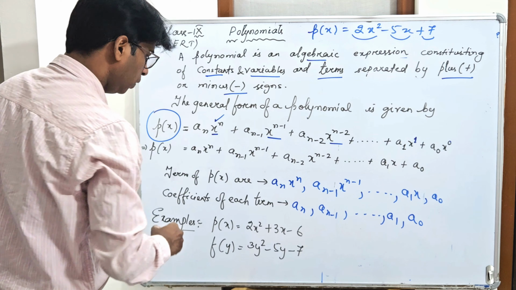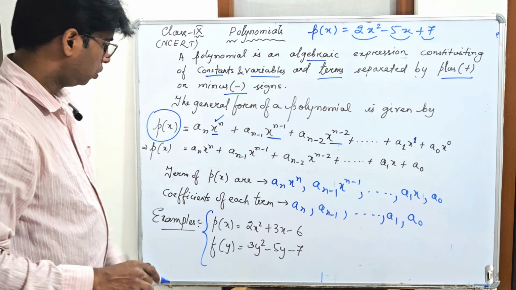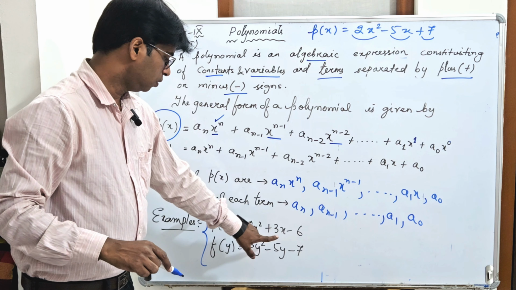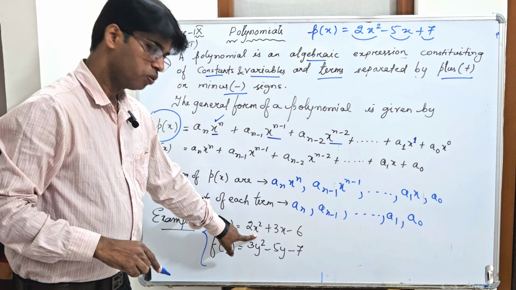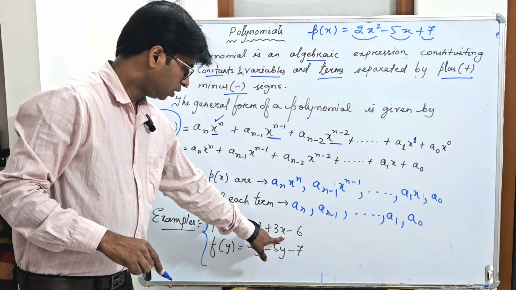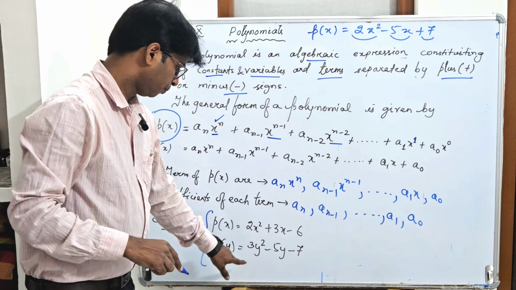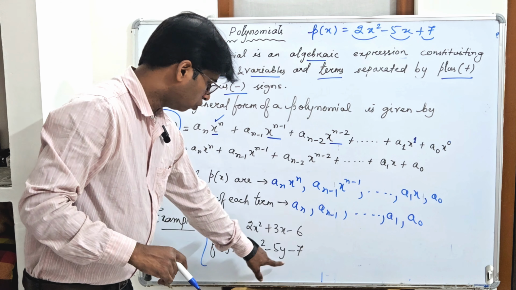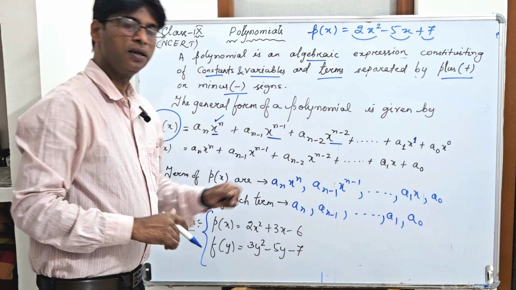Now I have written two examples here. You can see p of x is equal to 2x square plus 3x minus 6, which means there are three terms and they are in variable x. So now the coefficient of x square is what? 2. Here the coefficient of x is 3. Then the constant term is minus 6. Here the coefficient of y square is what? 3. Here the coefficient of y is minus 5. Here it is a constant term, minus 7.